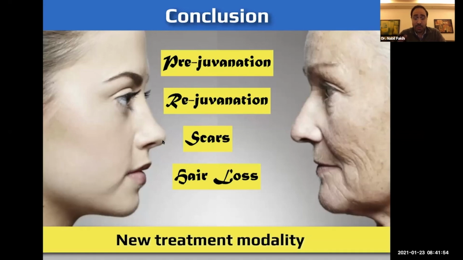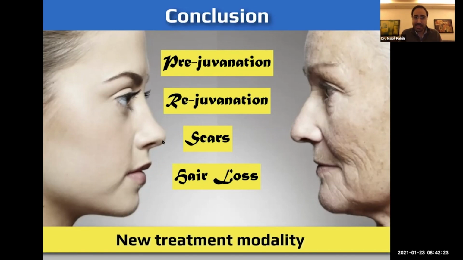For scars, you really need this tongue instrument that I have in the master set, Nabil Fakih master set. It's really an impressive set. It's so precise. I've never seen it in any other brands to have a small, precise head that you can really cut without damaging a lot inside. And it's promising for hair loss. So maybe there are some new treatment modalities in the future.